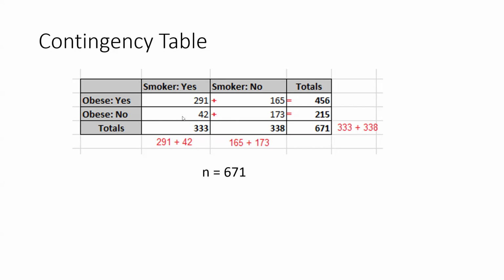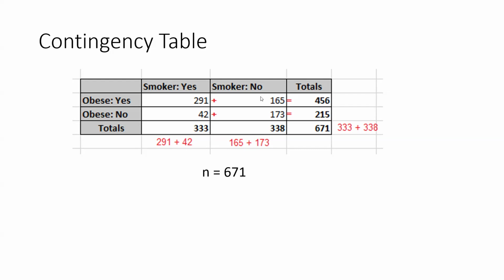How many smokers were there? We just sum up the values contained within this column. So we have 291 obese smokers and 42 non-obese smokers, which gives us a total of 333 smokers. And you can see that breakdown of what calculates to the sum right here, 291 plus 42.